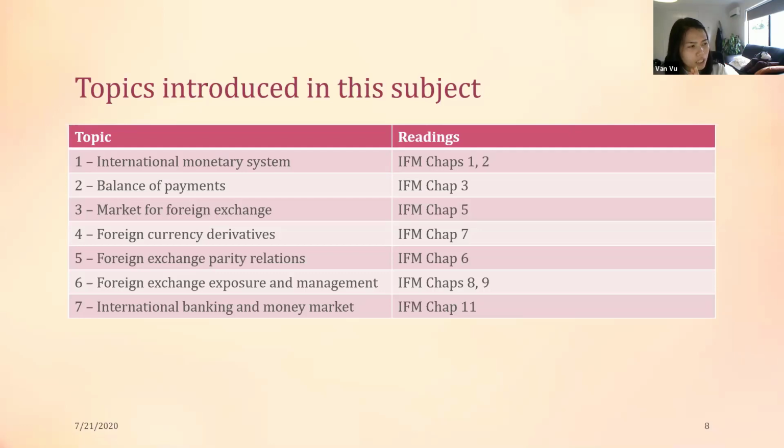Number 5, foreign exchange parity relations. Number 6, foreign exchange exposure and management. And finally, international banking and money markets. Okay. So next week, we are going to cover topics 1 and 2, which is chapters 1 to 3 in your textbook, and going forward. Okay.